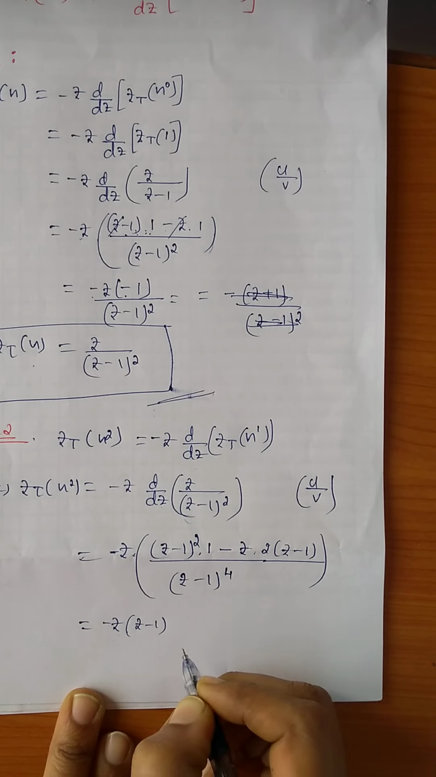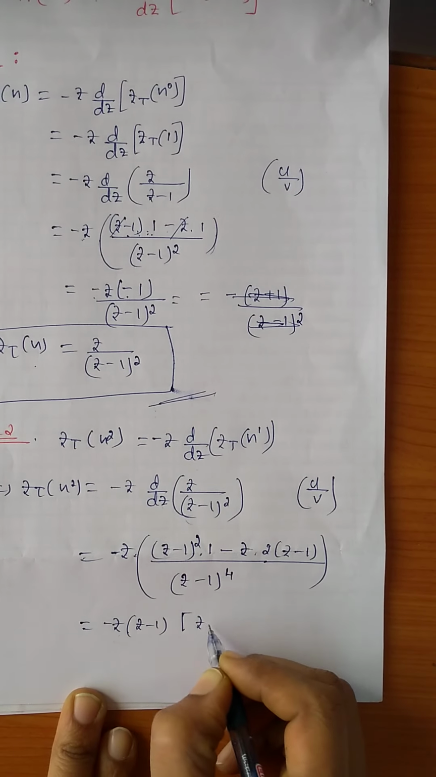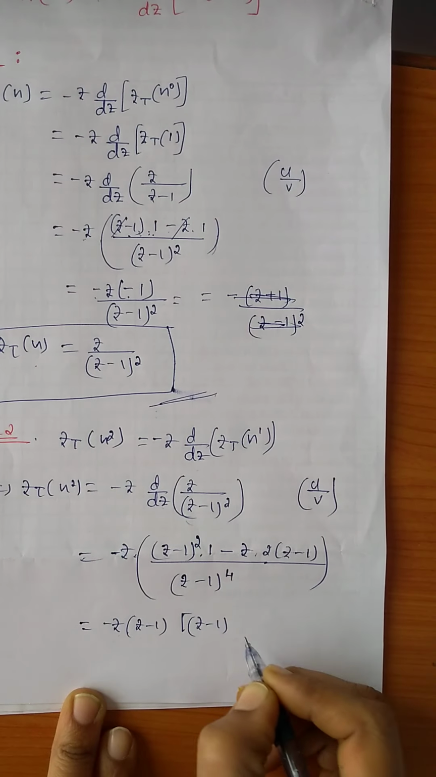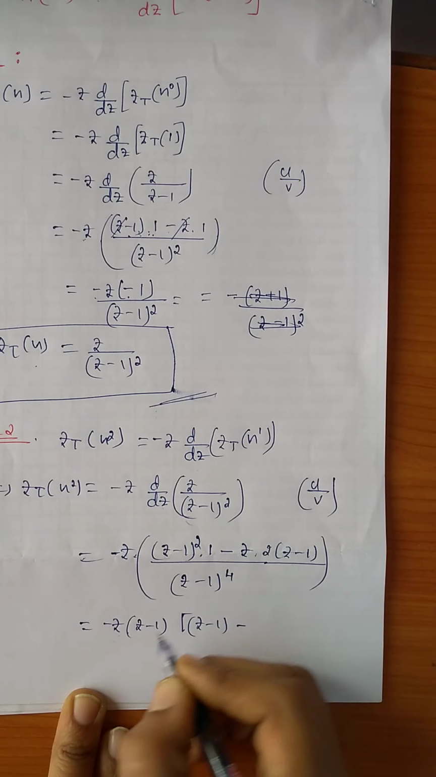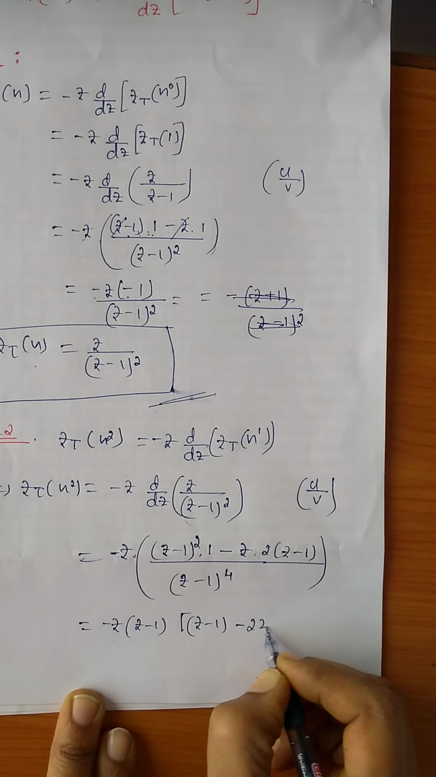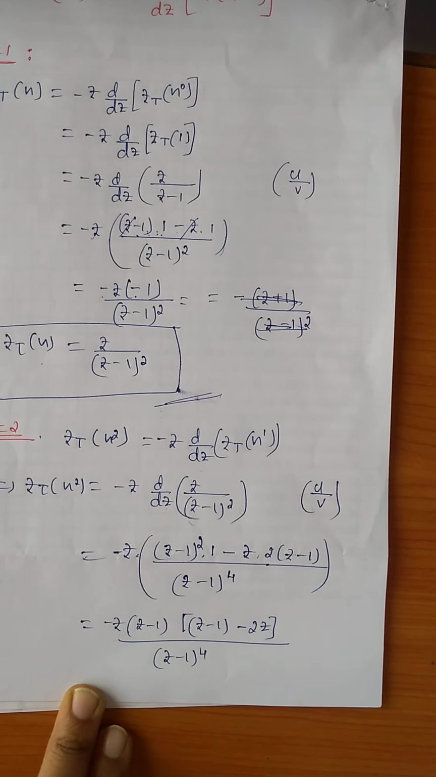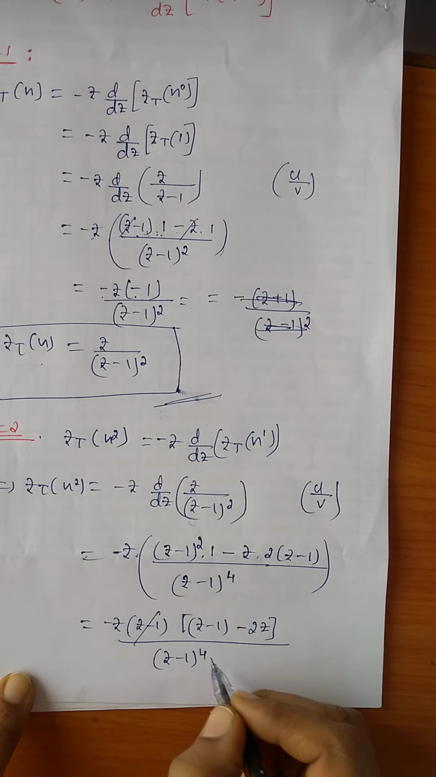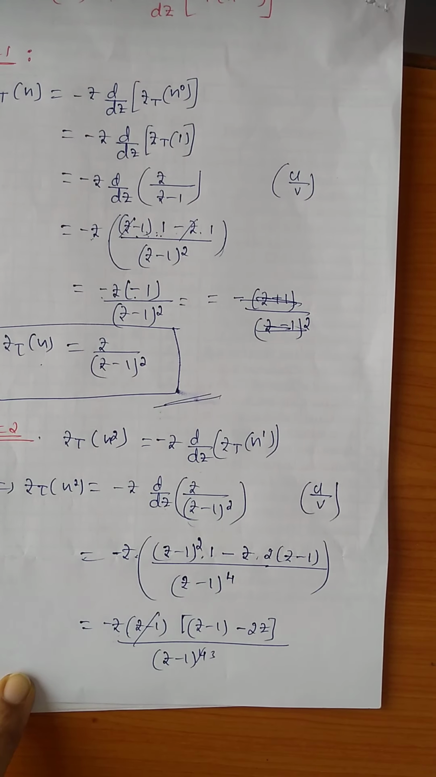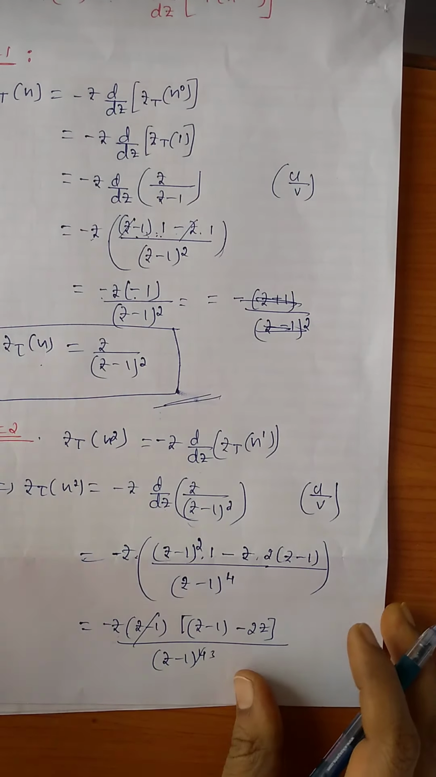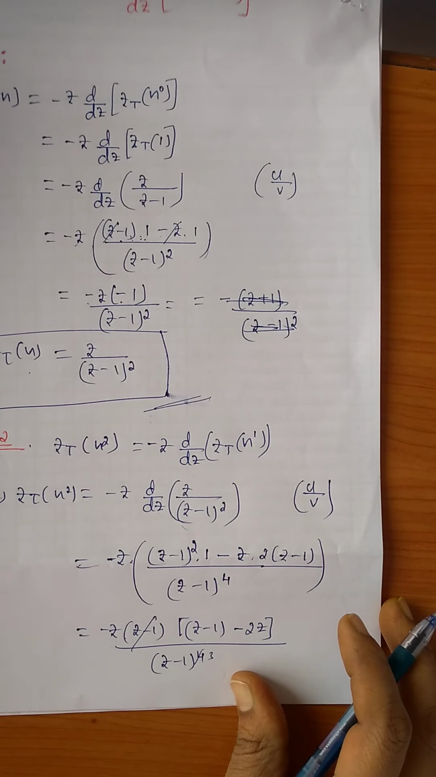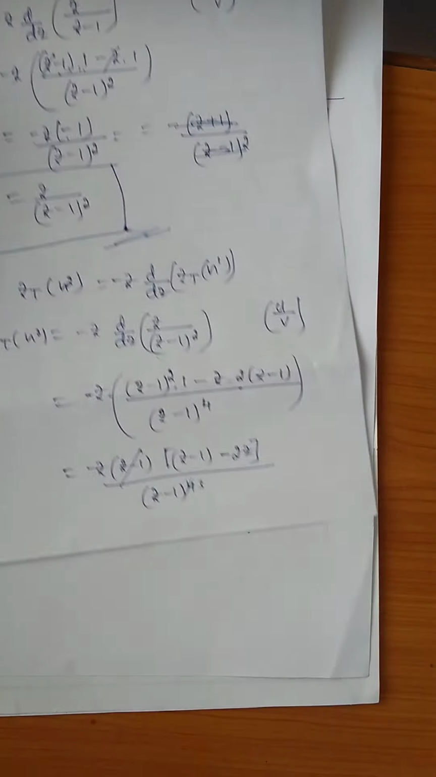I take z minus 1 outside. The remaining is z minus 1 minus (this z minus 1 I took outside), the remaining is minus 2z. And the denominator is (z minus 1) to the power of 4. Here one z minus 1 term gets cancelled, the remaining is whole cube, and simplifying this term we will get the z transform of n square as the answer.